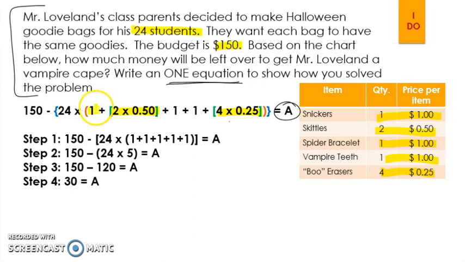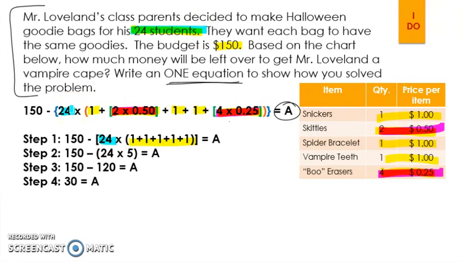So we have to do all of that addition first, but before we do the addition, we've got to multiply the Skittles and eraser. So that's the part we're doing first. And you can see that here. Then we'd have to multiply by the 24 students, which is here.